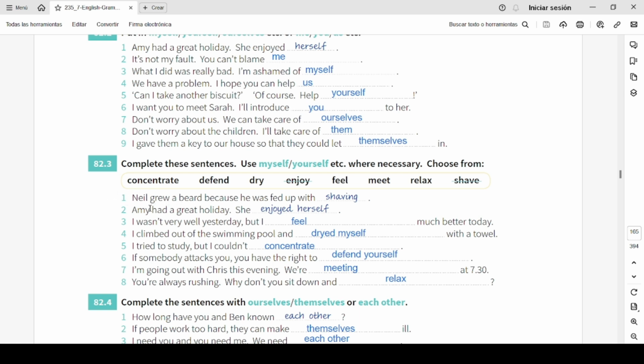Neil grew a beard because he was fed up with shaving. Sorry, my pronunciation. Neil grew a beard because he was fed up with shaving. Amy had a great holiday. She enjoyed herself, right?